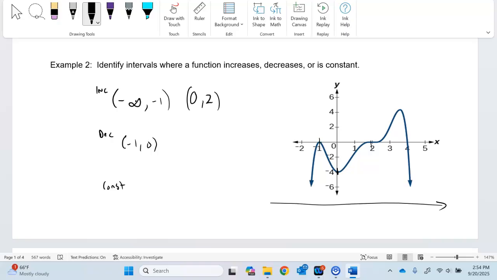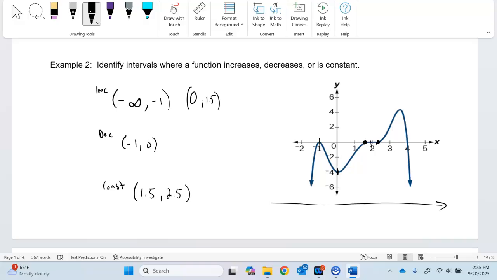Well, let's do a constant one. I think I'm going to change my mind on that one. I think it's constant from 1.5 to 2.5. So let me adjust that. 1.5 to 2.5. So increasing, I think it goes from 0 to 1.5. I got to change that one.